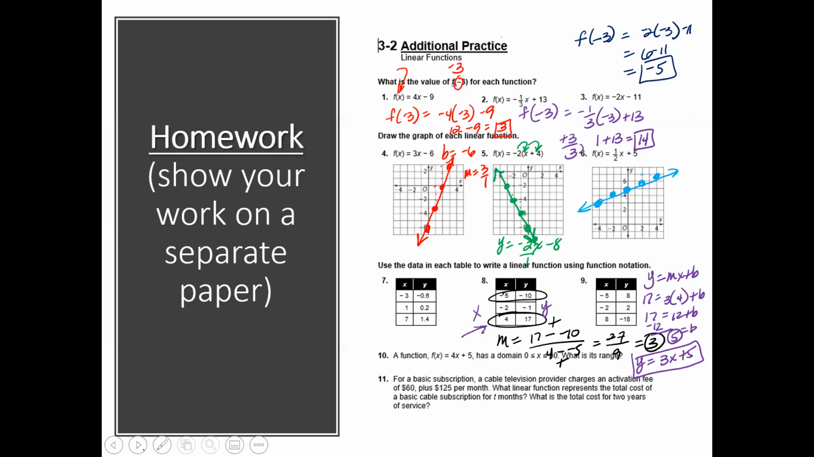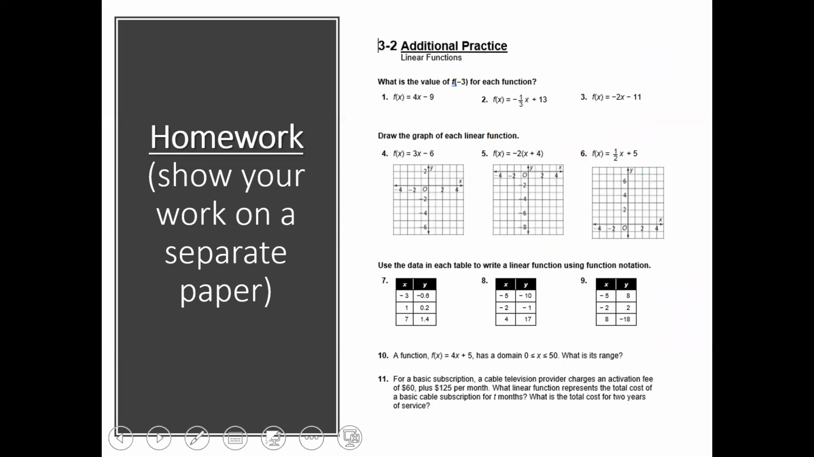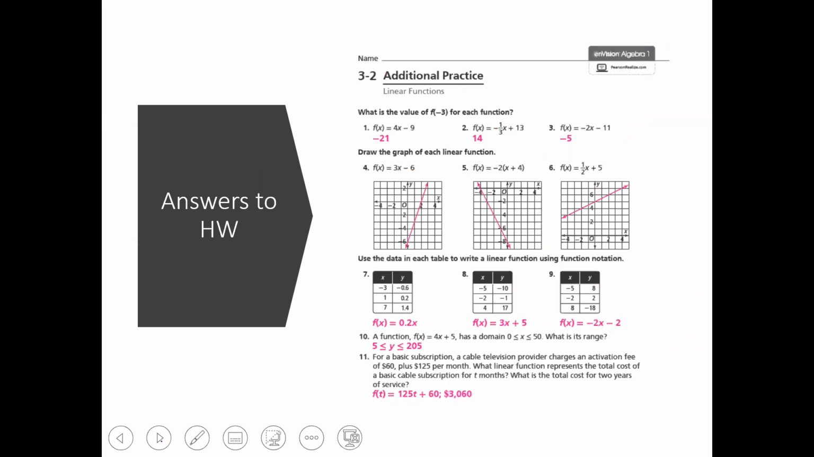All right, you can go ahead and give number 9 and number 7 a try. And here are your answers for your homework, if it allows me to get there. Okay, there we go.